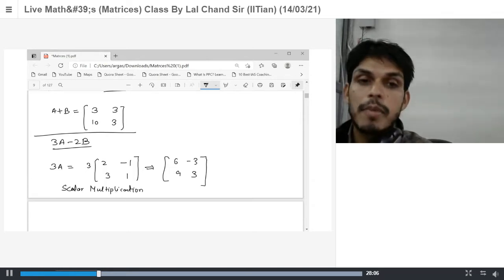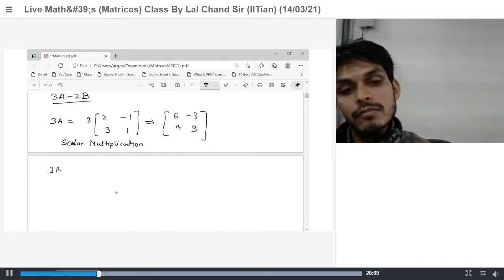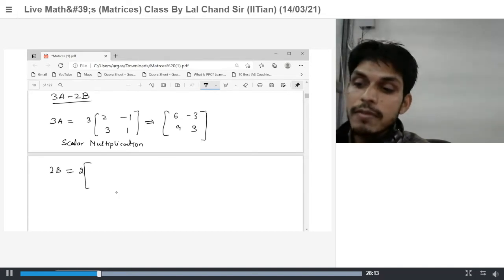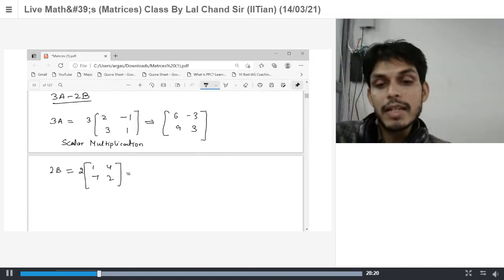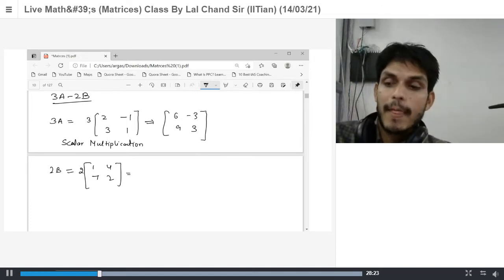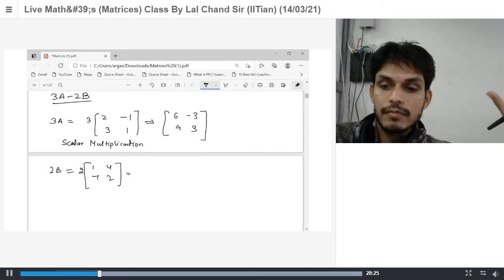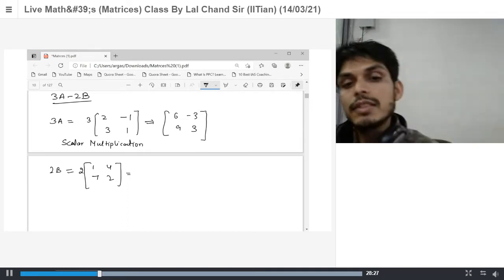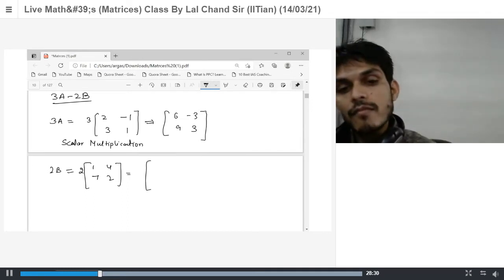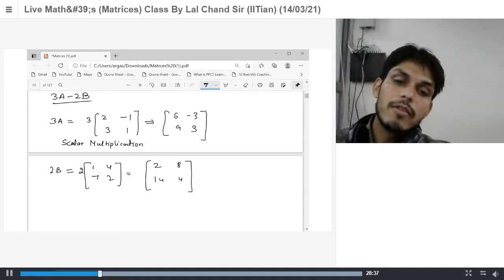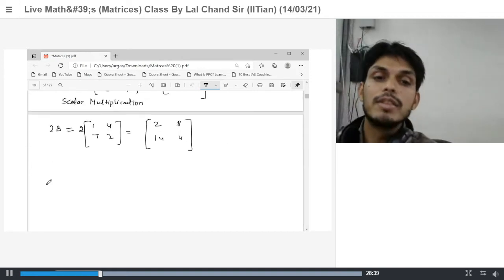Respectively, I have the 2B value. That is 2 scalar multiplication with matrix B, 1 4, 7 2. Can you tell me what is the value of this 2B matrix? This will be equal to 2 8, 14 and 4.